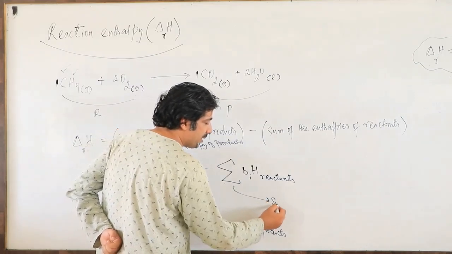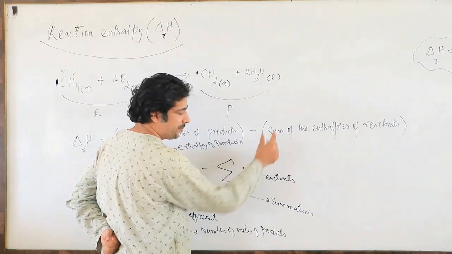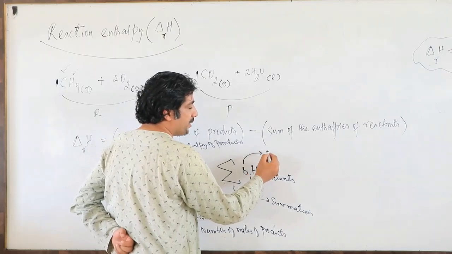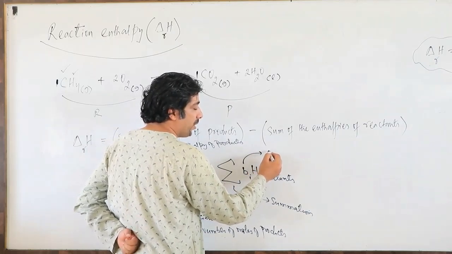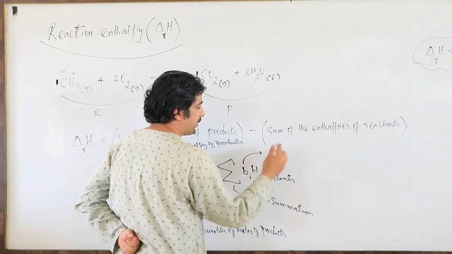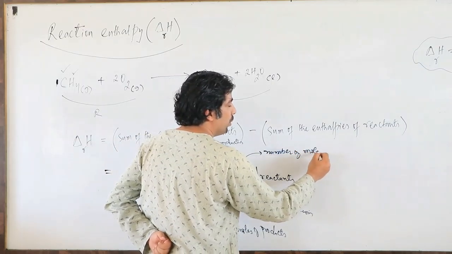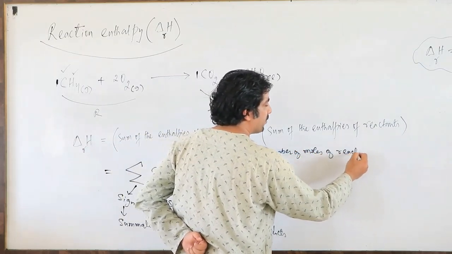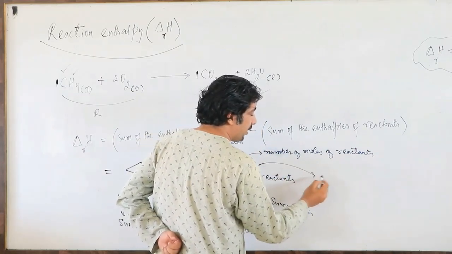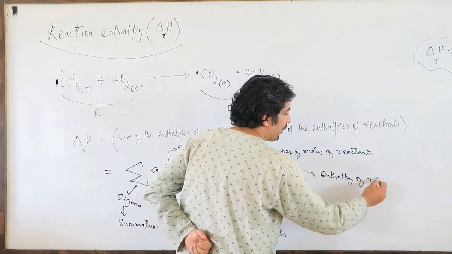This symbol will represent the summation, sum of, to represent sum total or total sum. bi represents the stoichiometric coefficient. It will give me the number of moles of reactants, my dear friends. And this HR is nothing but the enthalpy of reactants.